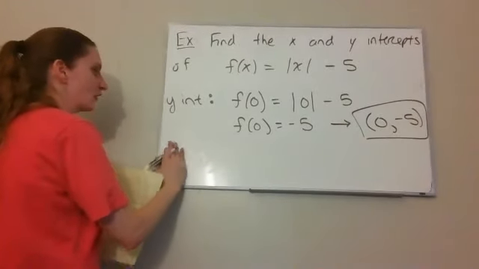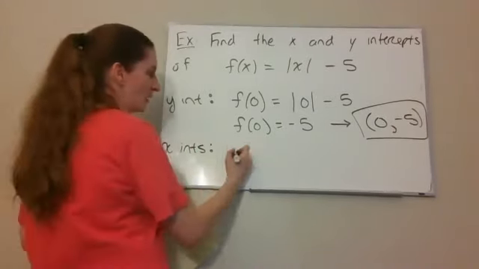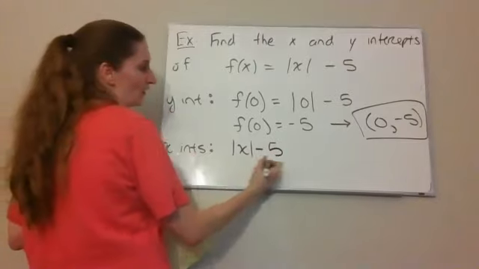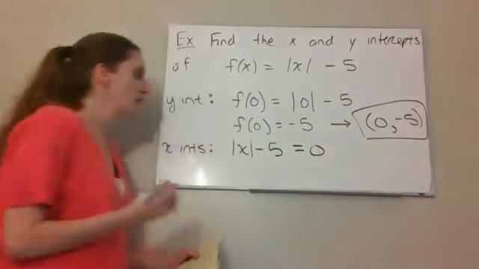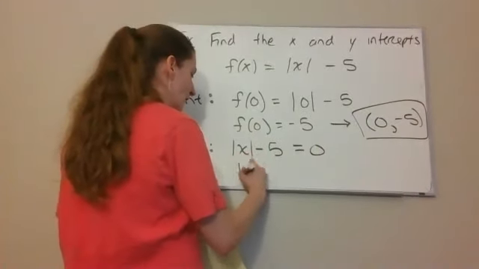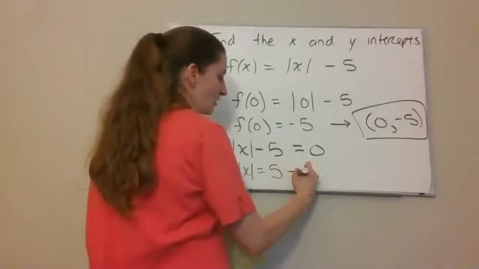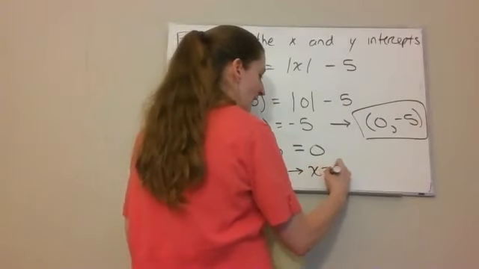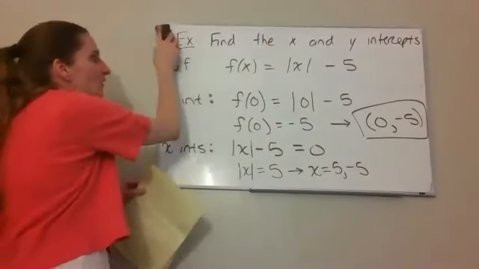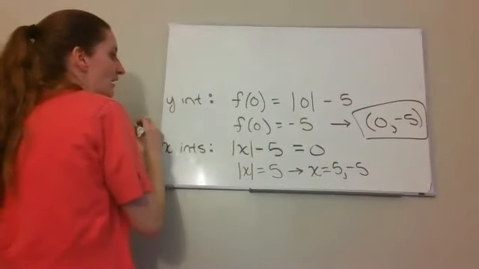Now to find my x-intercepts, we have to do a little bit more work. Your x-intercepts, remember, are solutions to the equation f of x, which is absolute value of x minus 5, equals 0. So this time our y value is 0. To solve this, I'm going to add 5 to both sides. Get absolute value of x is 5, which by the definition of absolute value means x is 5 or it's negative 5. So what are my x-intercepts? We have 2 of them, and they're the points 5, 0 and negative 5, 0.